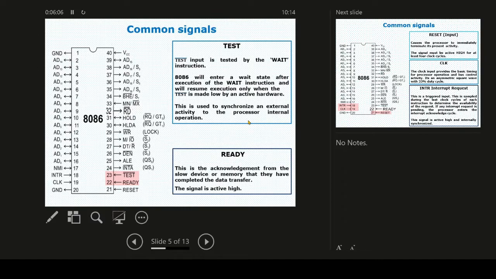Then we have pin number 22, which is READY. So basically it is an acknowledgement from the memory for the data transfer. If the READY is low, the processor will enter the wait state, and if the READY is high, then it will have the idle state or no effect.